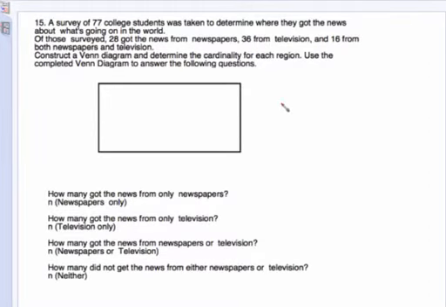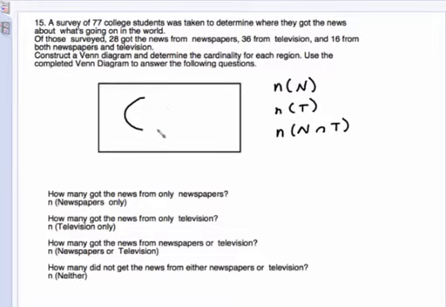All right, a survey of 77 college students was taken to determine where they got the news from. Some of them got it from newspapers, some got it from television, and 16 got it from both. My suggestion when you look at these that are in words is that you start with some shorthand. We're going to need the number of students who get it from newspapers, the number who get it from TV, and the number that intersect newspaper and TV. So we can draw our picture.